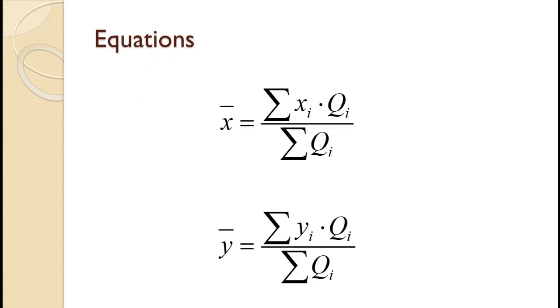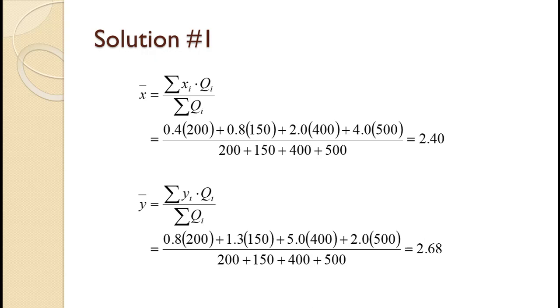The formulas are shown on the slide. Basically, we are finding the weighted average of the X and Y coordinates. For the average X coordinate, 0.4 times 200 plus 0.8 times 150 plus 2.0 times 400 plus 4.0 times 500, quantity divided by 200 plus 150 plus 400 plus 500, all equals 2.40. This will be the X coordinate for the warehouse. See how easy that is?